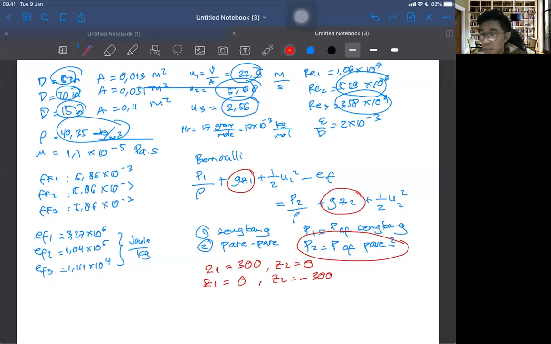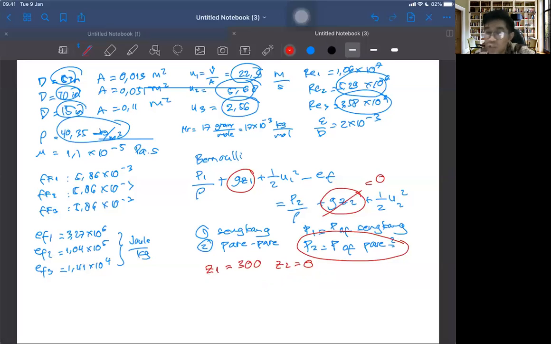Any question about this one? Because the height difference is 300 and Sengkang is higher, we take the higher position as positive value and the lower position as negative value. For this one, I choose the first one. Z2 is 0. Then you calculate G times Z1. Don't forget, it still has the G value.